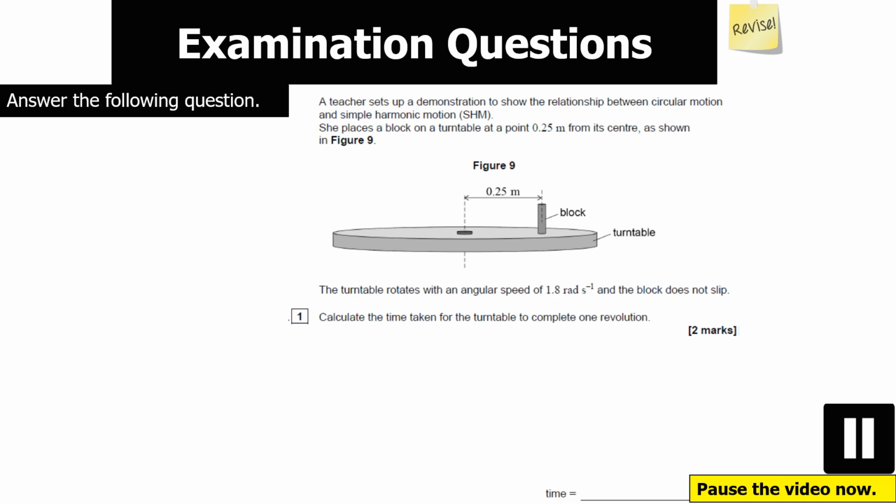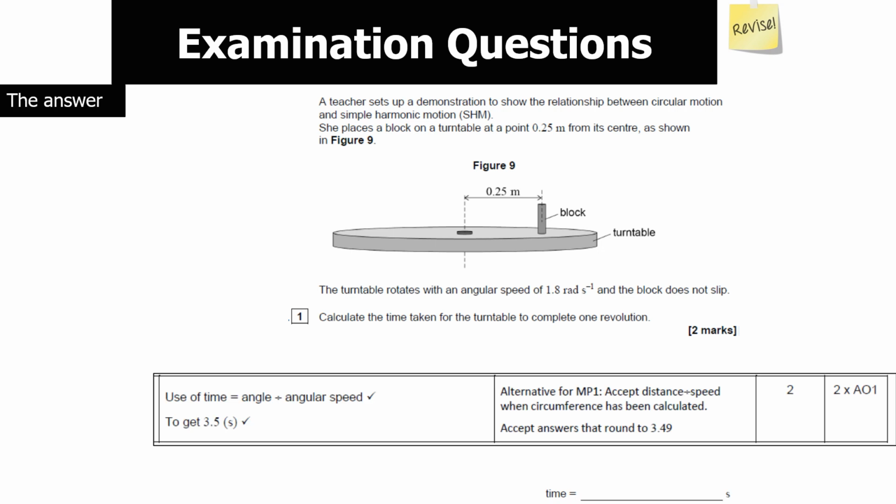Right, so how do you answer this particular question? Well, you've got to consider how you work out angular speed. Angular speed is the change in angle divided by the change in time. So we can rearrange this and say that time is equal to the change in angle over the angular speed. We know that the change in angle in one complete revolution is 2 pi radians. So do 2 pi radians over 1.8 radians per second to get 3.5 seconds.